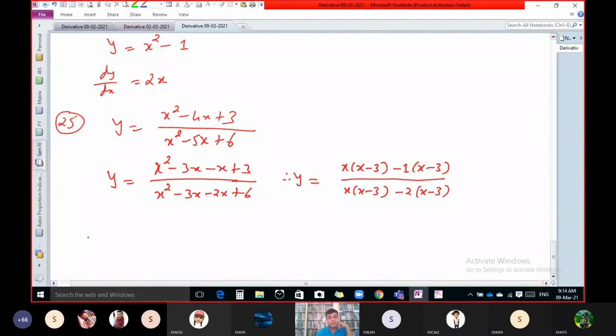So what are the ultimate factors? Tell me the factors. Numerator: x minus 1, x minus 3. Correct. Denominator: x minus 3, x minus 2.